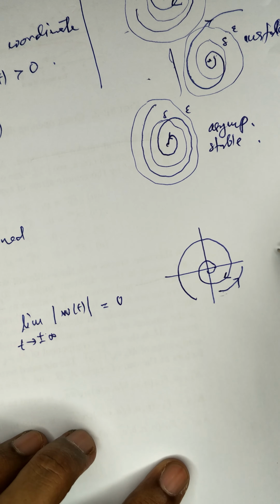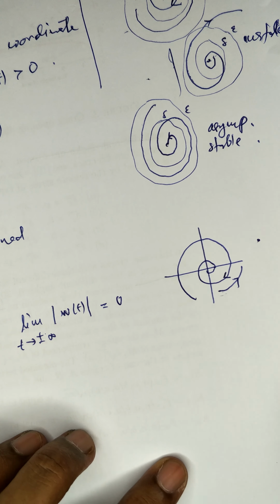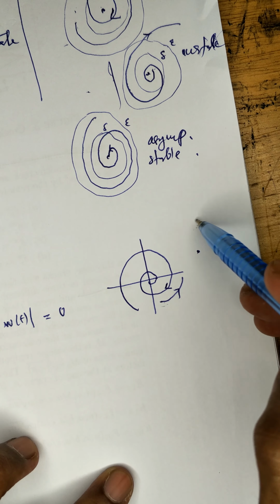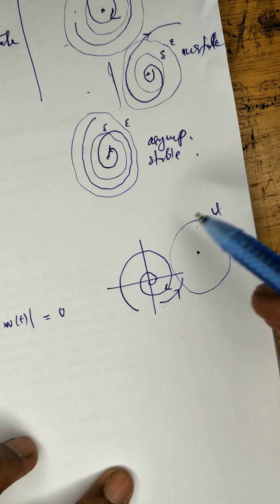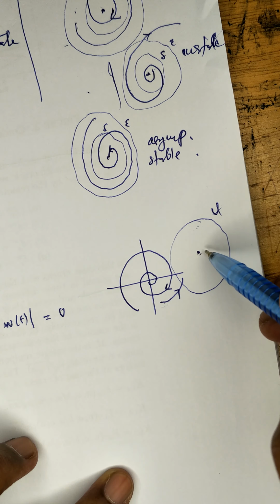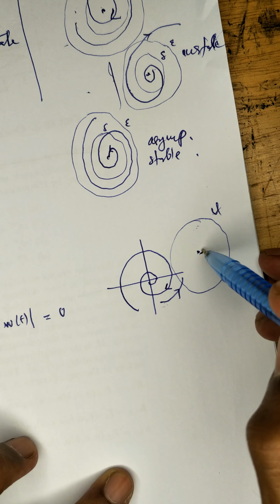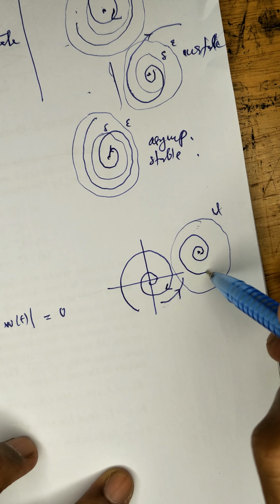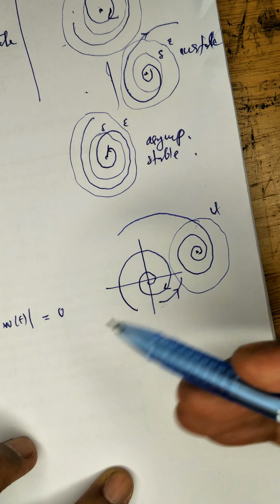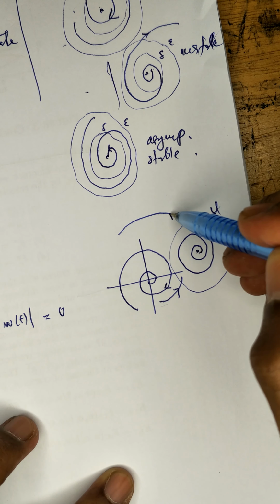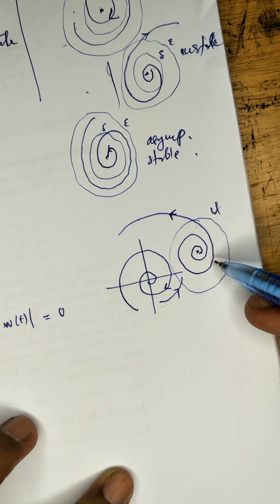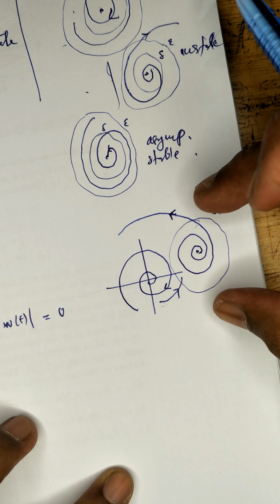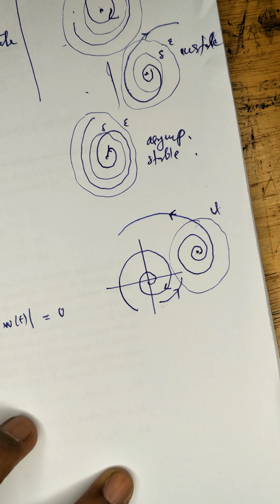So let's say we have the critical point here, and this is the U neighborhood, and then we have the spiral point. It goes out of U and gets bigger and bigger. So if it goes away from the critical point, this is because the spiral critical point is unstable.